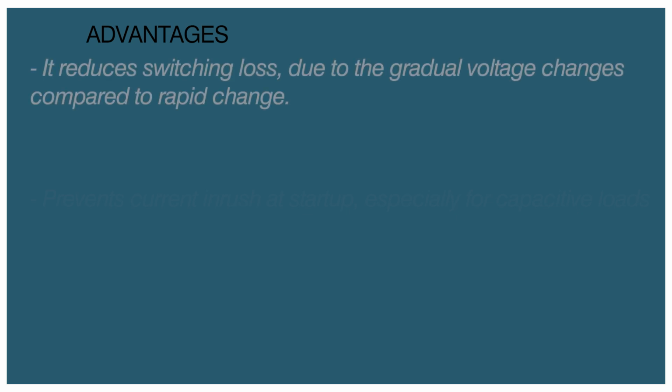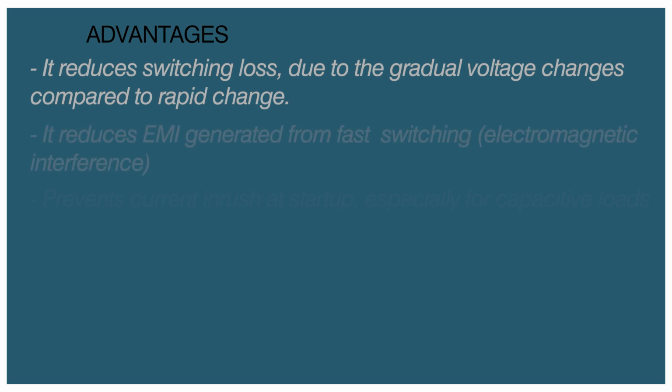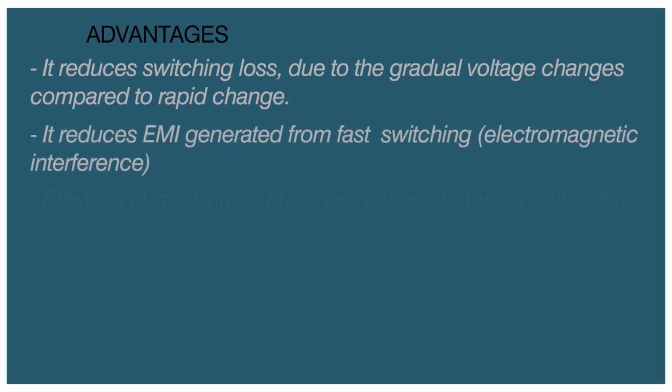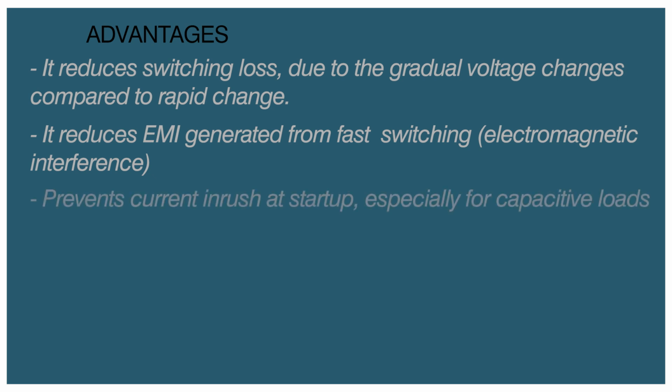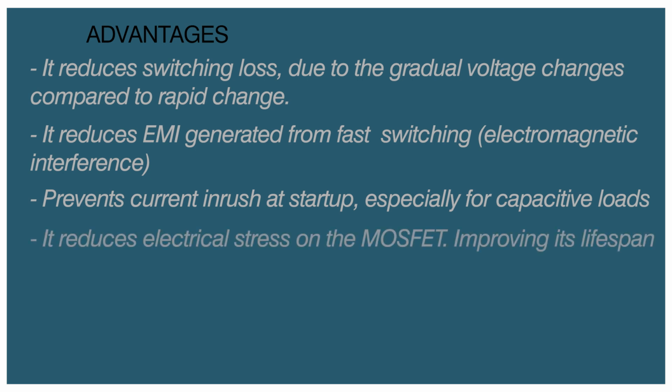For advantages, a slow gate voltage ramp reduces switching loss due to the gradual voltage changes compared to a rapid change. Next, I can say it reduces EMI generated from fast switching of the MOSFET. When I say EMI, I mean electromagnetic interference. Next, it prevents current inrush at startup, especially when we are dealing with capacitive loads. It also reduces electrical stress on the MOSFET, which helps your MOSFET live longer in the circuit. Now let's go to the disadvantages.